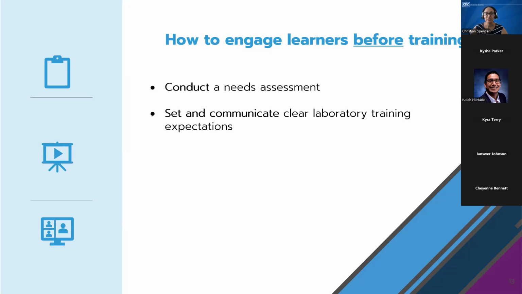Next, you can set and communicate clear laboratory training expectations for both you and the learner. Several of you have mentioned this in the chat with some of our previous questions here, so that is definitely key. But why do you think that is important? Why is it important to set and communicate clear laboratory training expectations? Place your responses to that question in the chat.